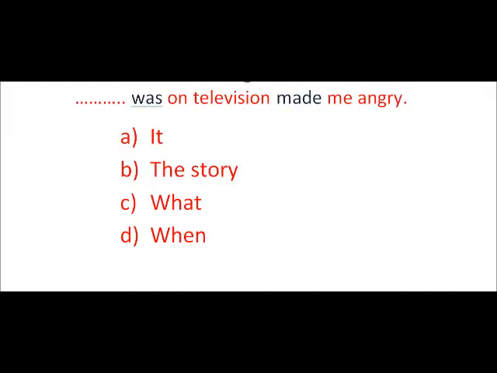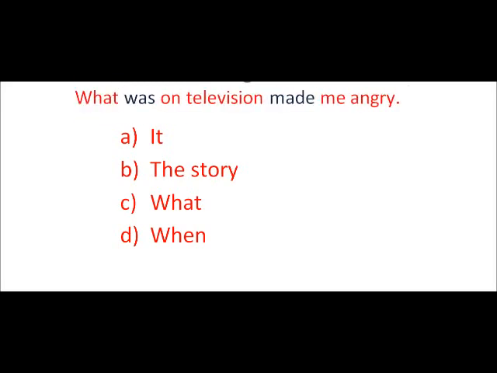Because when is only a connector, but what can be a connector and subject at the same time, because we said that what and whatever, who, whoever, whichever can be connectors and subjects at the same time. So the right answer will be what? Because when I write what here, look at this, the sentence will be, what was on television made me angry. Fantastic. What was on television made me angry. So I will have this noun clause as a subject, and then made will be a verb, and me an object. Fantastic. It will be cool.